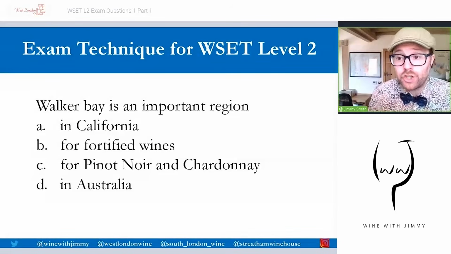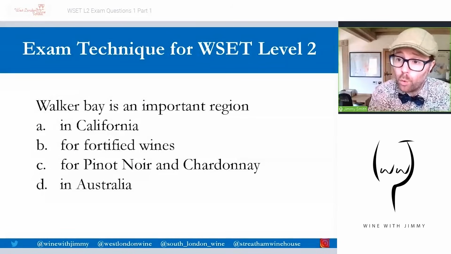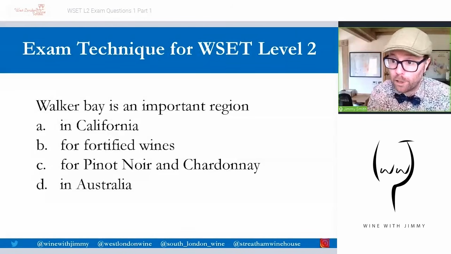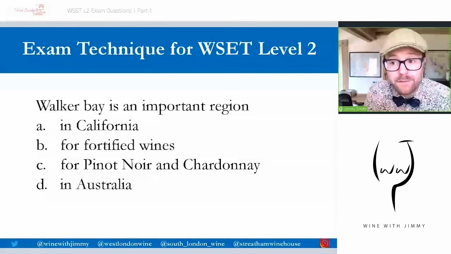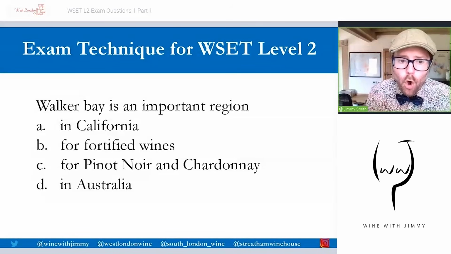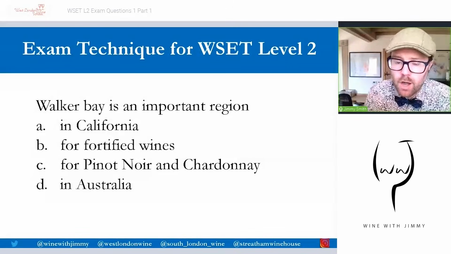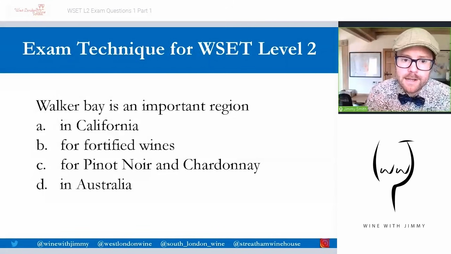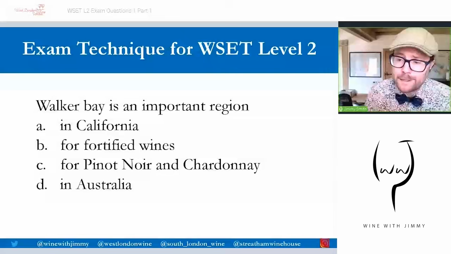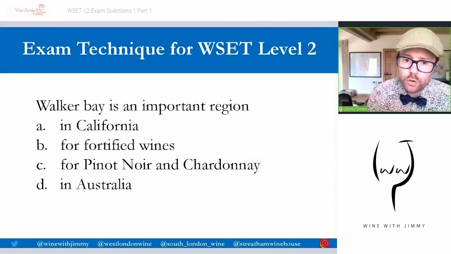Now we have a geographical question, which you also do find a fair bit in the WSET. I'm sorry, if you're not geographically minded, you might have to apply yourself a little bit more, because the world of wine is very much geographical. So Walker Bay. Walker Bay is an important region. Where, or for what styles, as it says here? So in California, for fortified wines, for Pinot and Chardonnay, or in Australia?